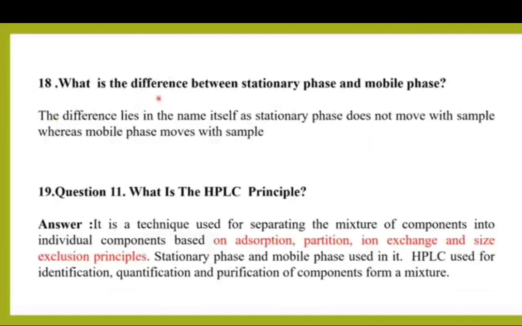So what is the difference between stationary phase and mobile phase? This is the simplest question that you may be asked. The main difference is that stationary phase does not move with the sample, whereas mobile phase moves with the sample. This is the main difference. As the name itself indicates, stationary means it is a stationary phase. It remains there only, and the sample and the mobile phase flow and move. They are going to move, and the stationary phase won't move.